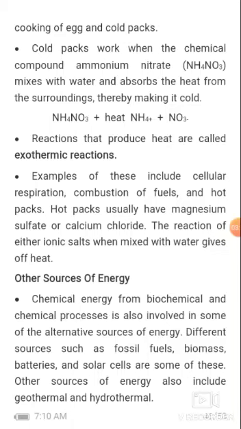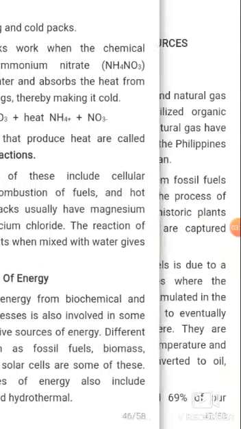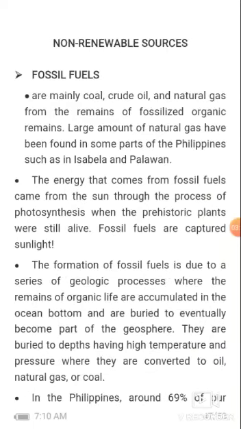They are involved in some of the alternative sources of energy. So different sources such as fossil fuels, biomass, batteries, and solar cells are some of these. Other sources of energy also include geothermal and hydrothermal. So let us go with the non-renewable resources.